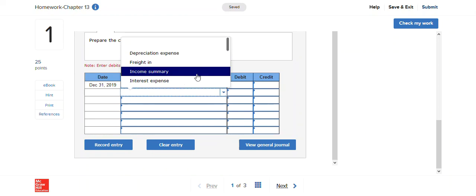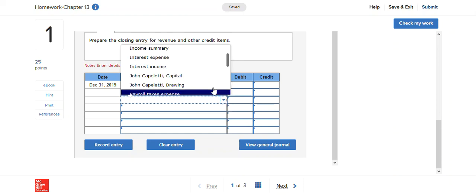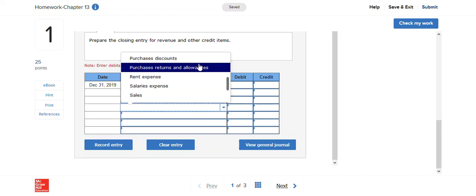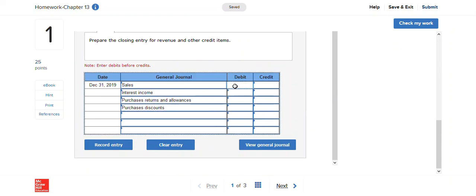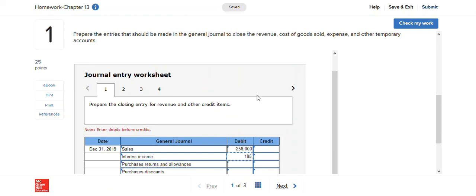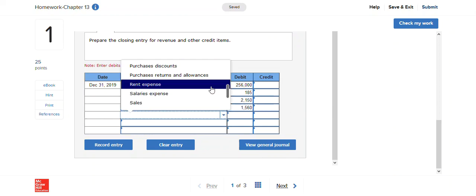and interest income, purchase returns and allowances, and purchase discounts, I think is the 4. And you're just going to bring those amounts down. So $256,000 for sales. It was $185 for interest, $21.50 and $15.60. And all of those get closed into income summary.